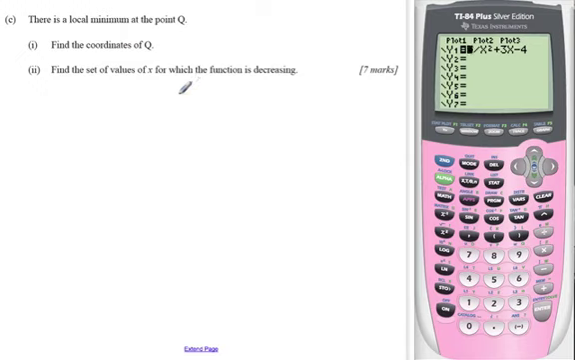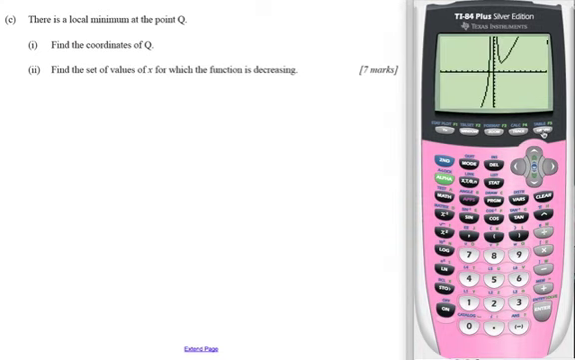There's a local minimum at point Q. Find the coordinates of point Q. Find the set of values of x for which the function is decreasing. So we've got 7 marks here, but it just tells us to find. So all we're going to do is look at our graph. I've got a very strange looking graph there, but that's all right because I'm dividing by x squared. Can you see this bit here has a minimum point, so I reckon there is our point Q.